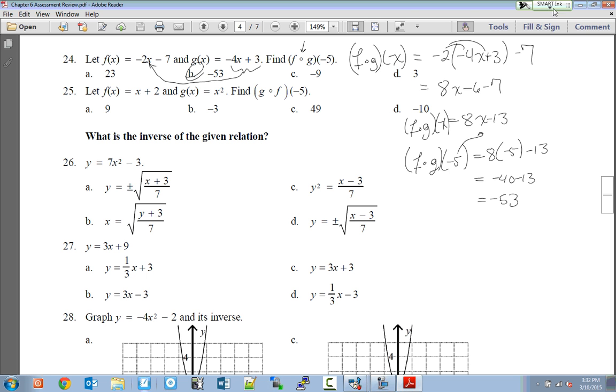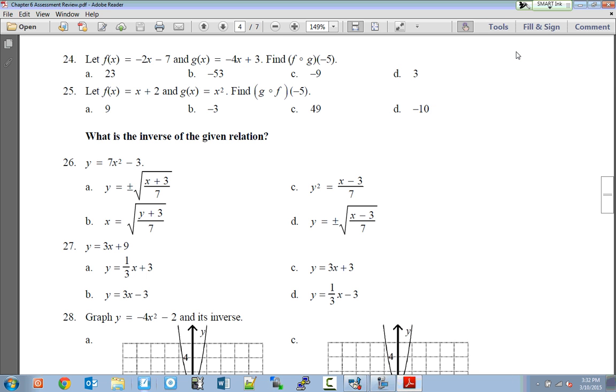All right, now let's go to 25. 25 works similar to number 24, except now we're just going backwards. Now we're evaluating g at f. So we're going to take the function f and plug it in for all the x's in function g. So we're going to have g of f of x is simply going to be x plus 2, quantity squared.